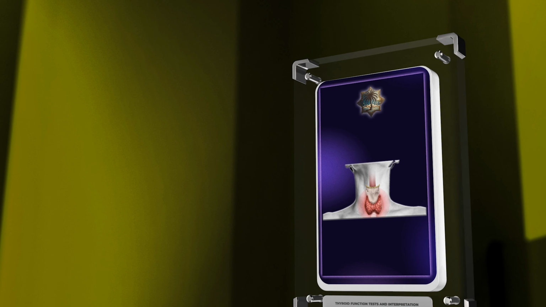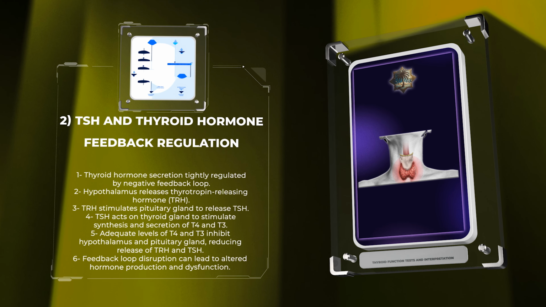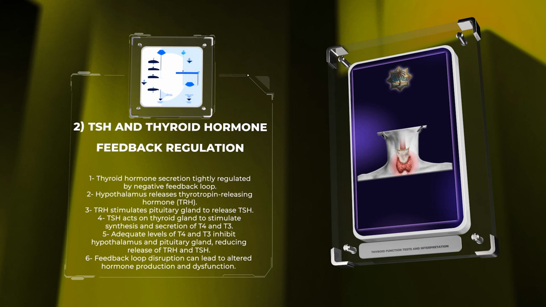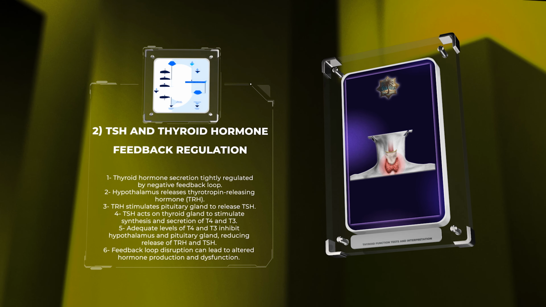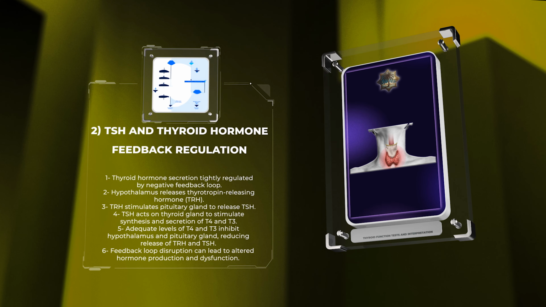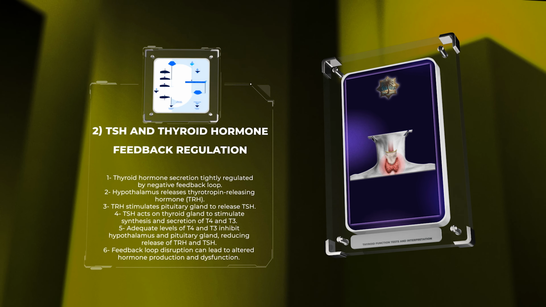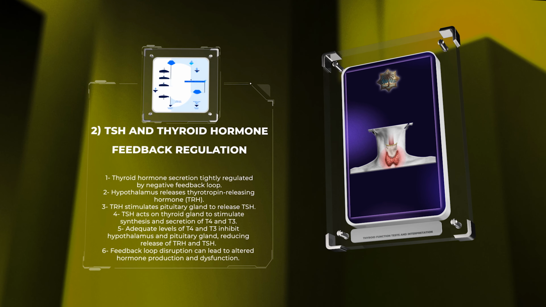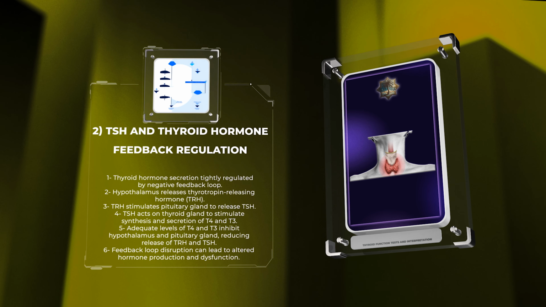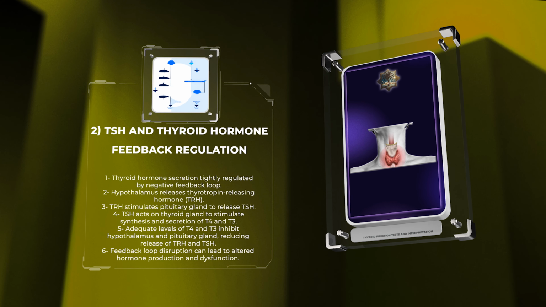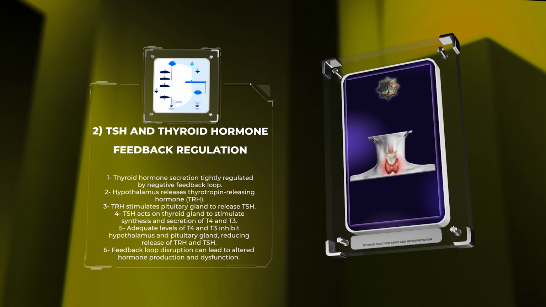The secretion of thyroid hormones is tightly regulated by a negative feedback loop involving the hypothalamus, pituitary gland, and thyroid gland. The hypothalamus releases thyrotropin-releasing hormone, TRH, which stimulates the pituitary gland to release TSH. TSH, in turn, acts on the thyroid gland to stimulate the synthesis and secretion of T4 and T3. When circulating levels of T4 and T3 are adequate, they exert inhibitory effects on the hypothalamus and pituitary gland, reducing the release of TRH and TSH, respectively.